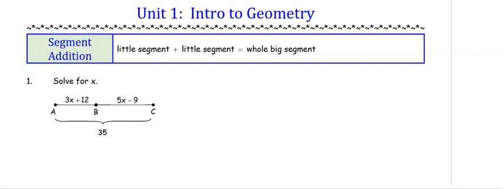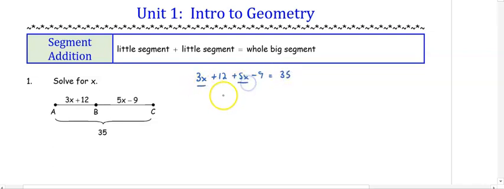So, segment addition, remember, is little segment plus little segment equals big segment. So we're going to add the two parts together: 3x plus 12 plus 5x minus 9 is going to equal the whole length of 35. We can combine like terms. So we get 8x plus 3 is equal to 35. We can subtract 3 from both sides. 8x equals 32. When we divide, x is 4.